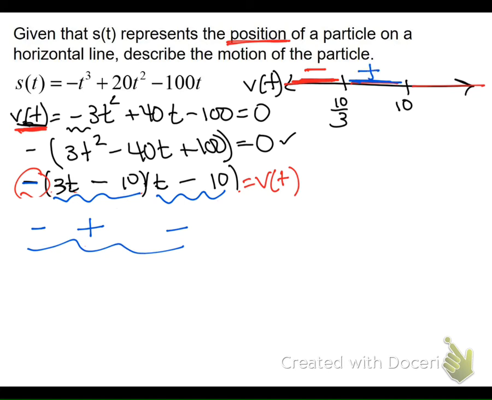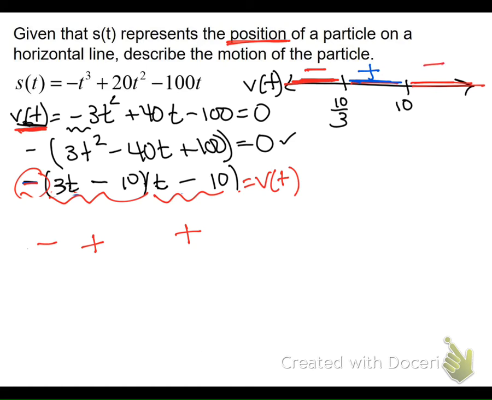Okay. Last group, to the right of 10, I guess I'll plug in an 11. What the heck? Okay, when I plug in an 11, again, this negative is always there. Plugging in 11 here, I'd get 33 minus 10. That's a positive. Plugging in 11 here, that would be a positive. And 1 negative multiplies to a negative.